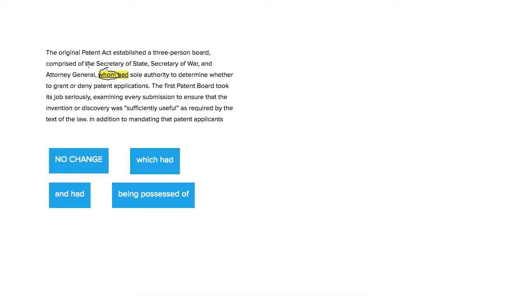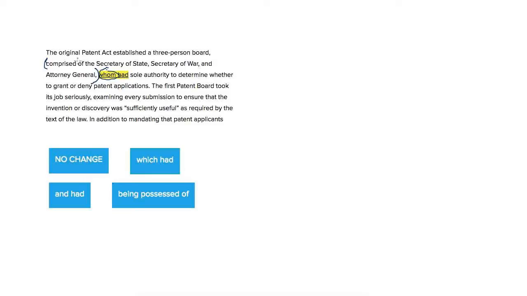So let's read this first part of the sentence. The original Patent Act established a three-person board comprised of the Secretary of State, Secretary of War, and Attorney General, whom had sole authority to determine whether to grant or deny patent applications. If we look at this phrase right here, which I'm going to bracket out with parentheses, it's not essential to the meaning of the sentence.